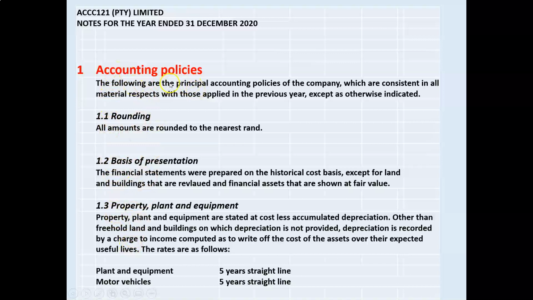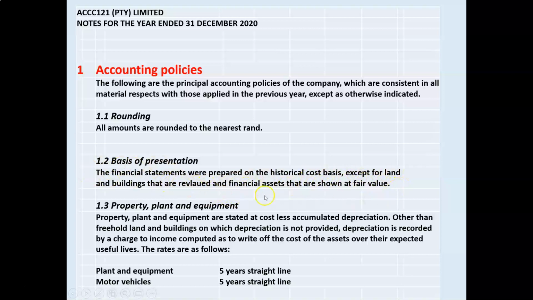Okay, so I've said here the following are the principal accounting policies of the company, which are consistent in all material respects with those applied in the previous year except as otherwise indicated. Very important, because we've seen that this is part of the general features of financial statements: consistency. Rounding: all amounts are rounded off to the nearest rand. Basis of presentation: financial statements were prepared on the historical cost basis except for land and buildings that are revalued and financial assets that are shown at fair value.